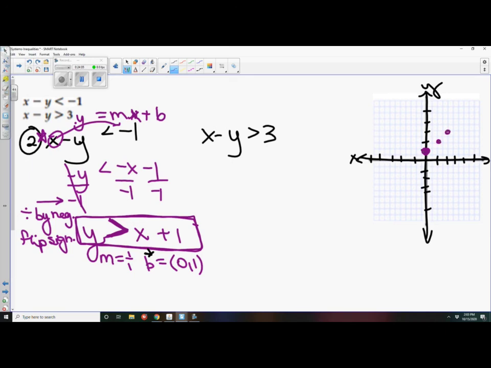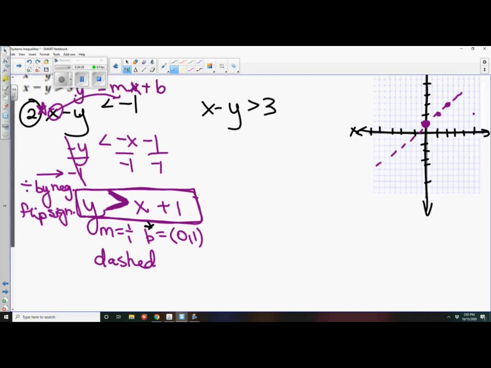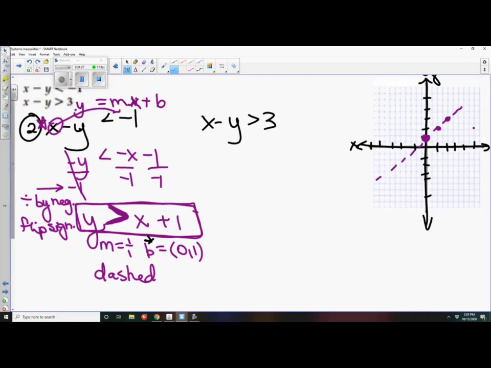Now, before we can just make our line, we have to decide solid or dash. Because it's just greater than, it's going to be a dashed or dotted line, however you like to say it. So once again, however you prefer to make it dashed, you can make a solid line, then erase it, or you can just make dash marks on it.